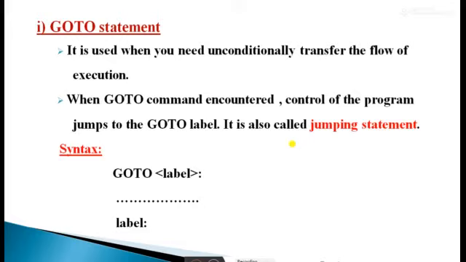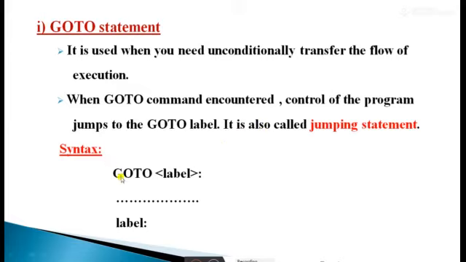When the GOTO command is encountered, the control of the program will jump to the GOTO label. So we say that the GOTO statement is also called a jumping statement. For this jumping statement, we can use two methods: a forward jump and a backward jump. So this is the syntax of the GOTO statement.